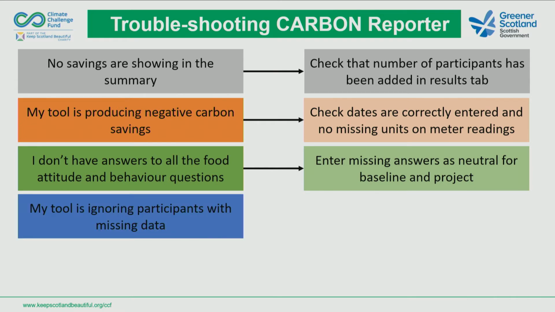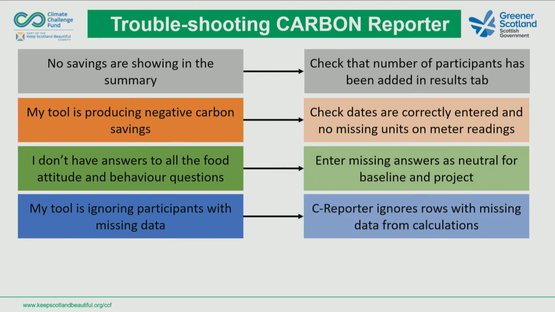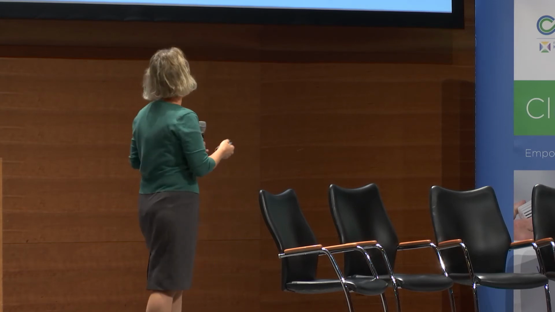If you find that your tool is ignoring participants with missing data, that's because it does ignore rows with missing data. The tool is set up to say, if I don't have complete data for a particular line entry, I'm just going to ignore it. There is one little glitch somewhere in the travel section which we need to fix, which you're aware of, so if you're having problems with that in travel, then let us know. But basically, if you've got missing data in a row and you get a flag saying missing data, you need to fill it in to get a carbon saving.